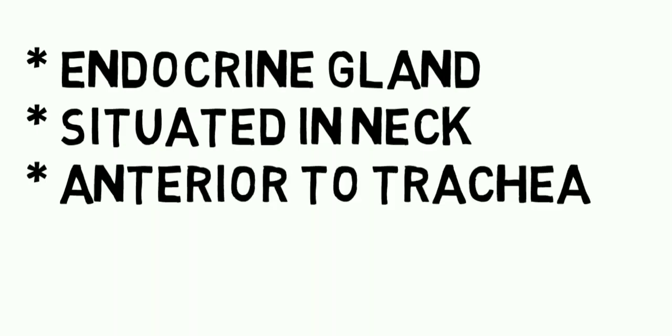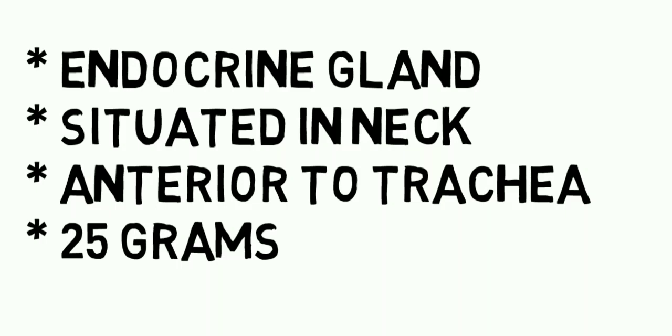The thyroid gland is basically an endocrine gland. It is situated in the neck and it's located anterior to the trachea. It weighs about 25 grams. The thyroid gland is an endocrine gland because they don't have any ducts. The thyroid gland secretes the thyroid hormones and they release them directly into the bloodstream.